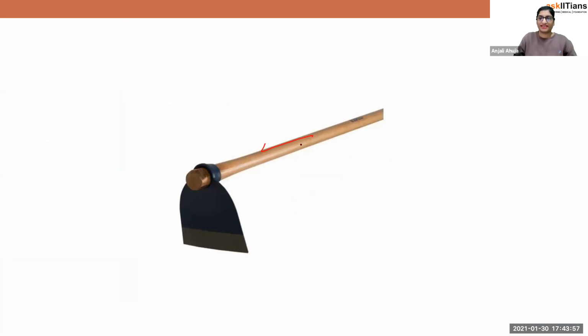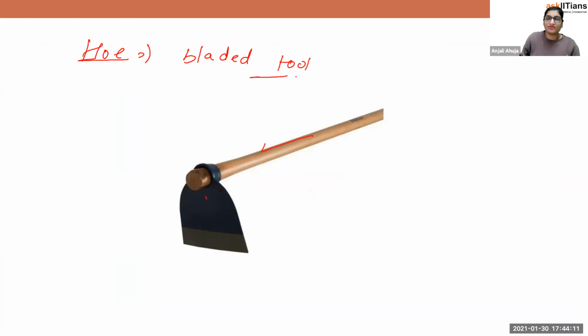This is hoe. This is the second one. So this is like a bladed tool. Please remember it, guys, okay? So this is hoe, which is like a bladed tool. This is the one which is made of very strong iron, very sharpened, and this is the handle. Yeah, that's it. Now you must have seen it.